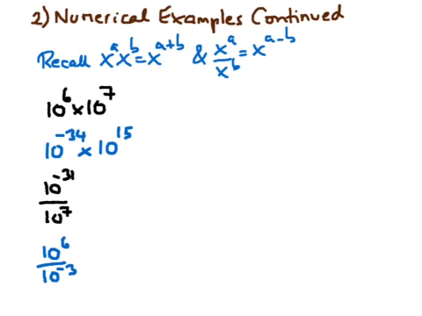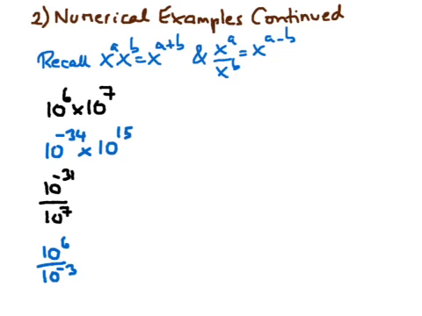So what we now want to do is to look at some numerical examples which rely on using these laws for powers to solve them. So 10 to the 6 times 10 to the 7 is one question. What is 10 to the minus 34 times 10 to the 15? What is 10 to the minus 31 over 10 to the 7? And what is 10 to the 6 over 10 to the minus 3? So again, pause the video, work out the answers, and then start again.